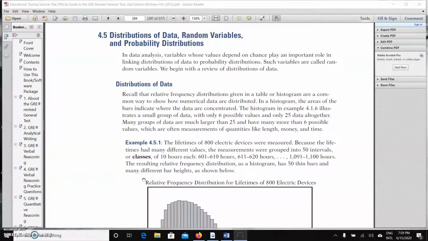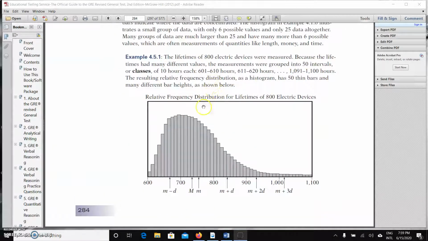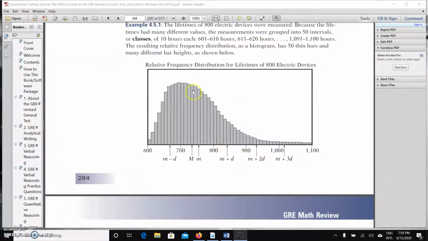Okay, this section talks about data distribution and it kind of relates probability with data. Now, look at this distribution. Relative frequency distribution of lifetime of 800 electric devices. Now, the center of the data is usually called the mean. You know how to calculate the mean.